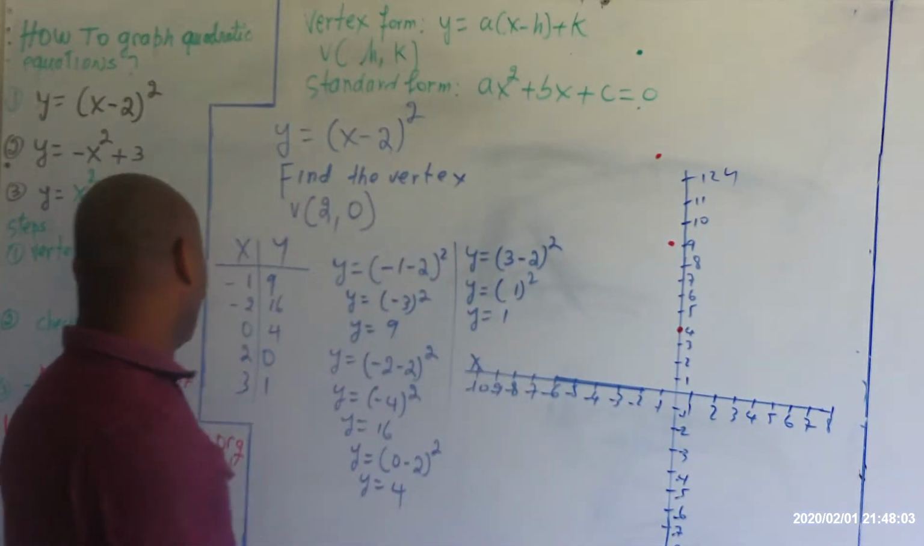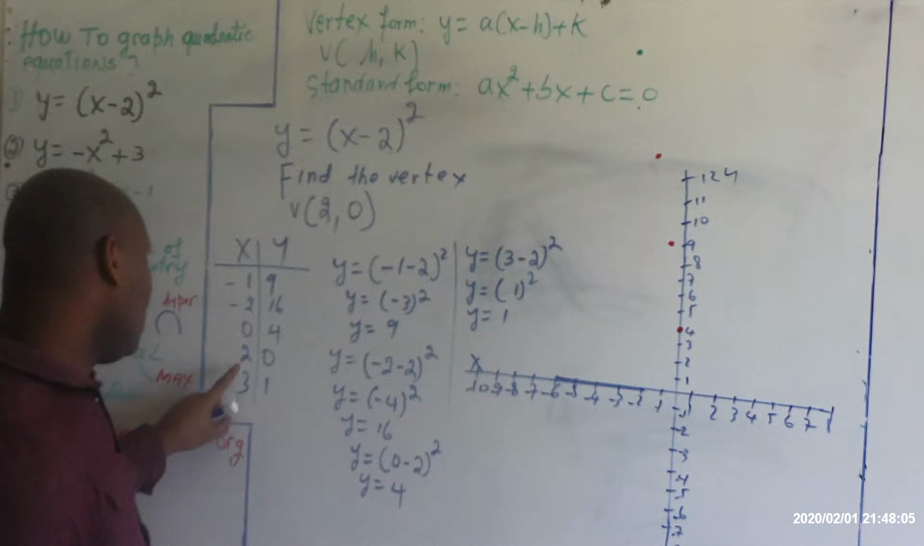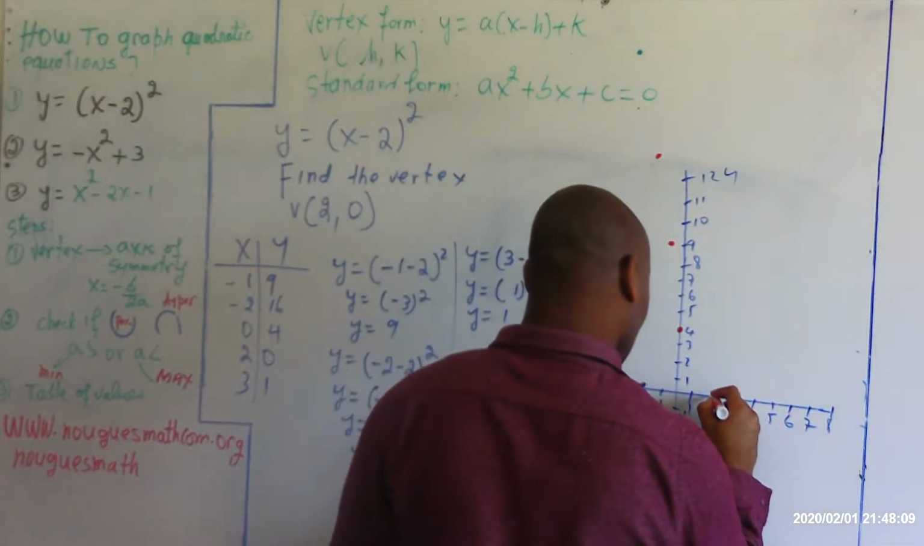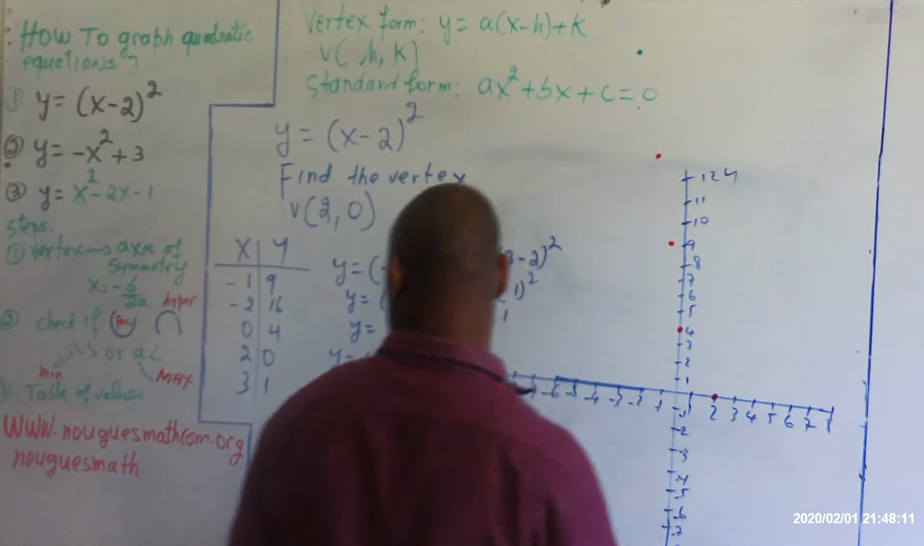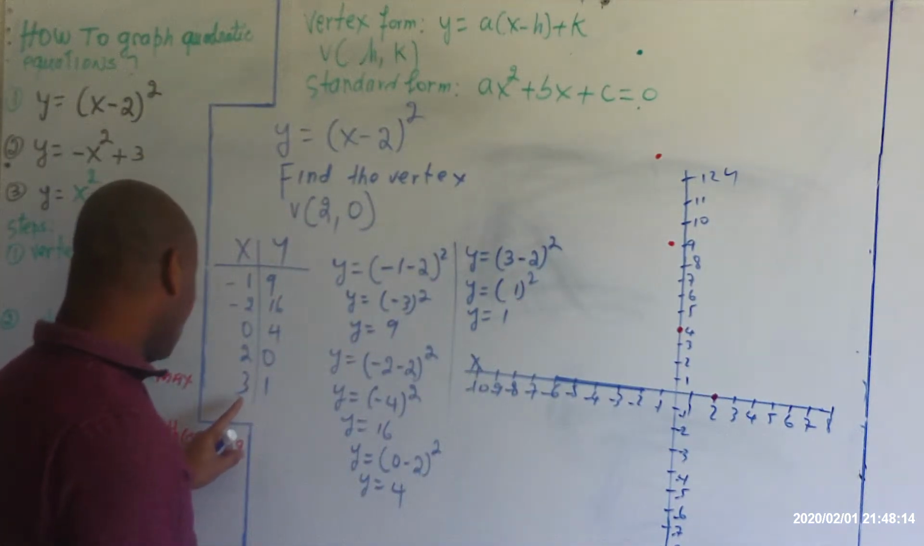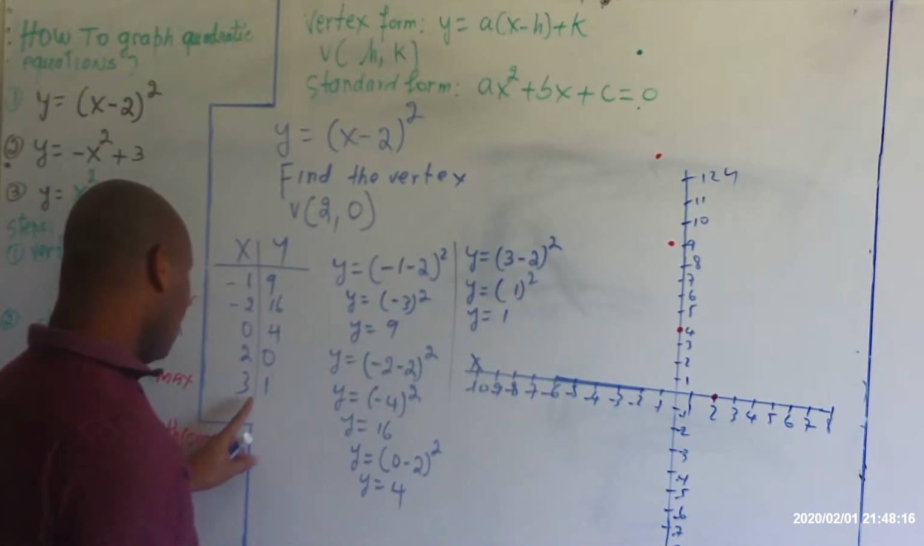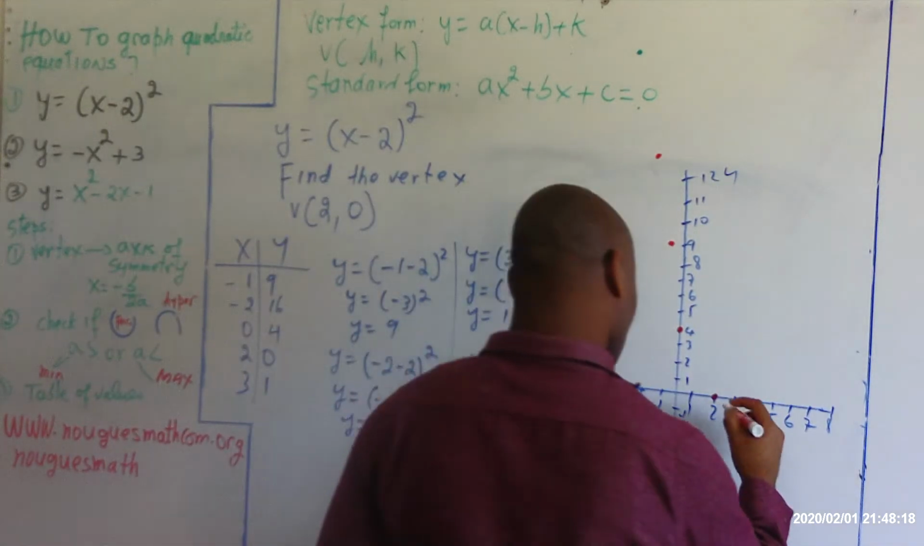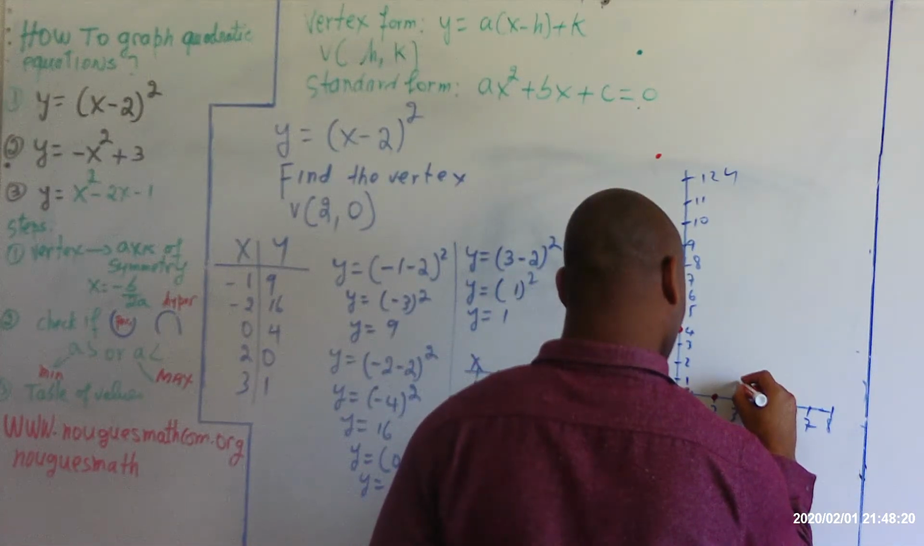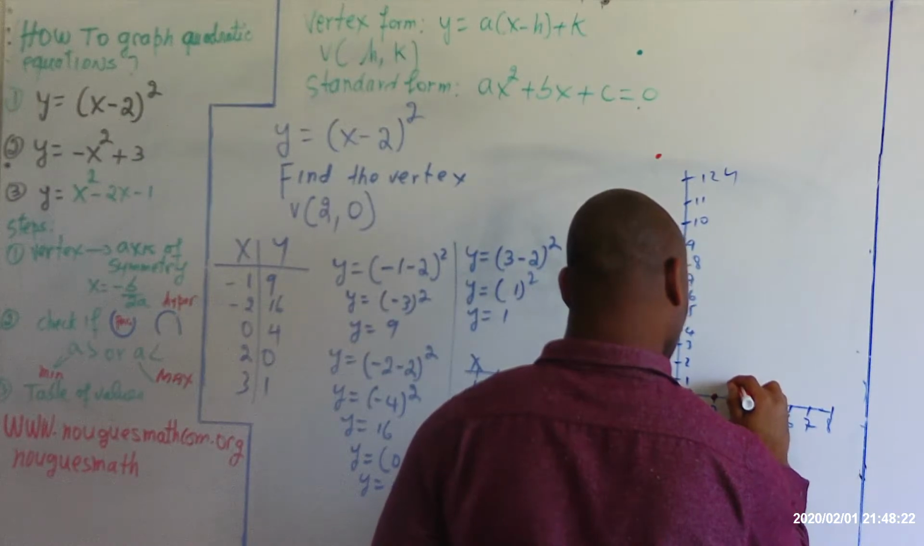Right here. So 2, 0. 0 is Y, 2 is X. Okay, right here. 3, 1. 3 is X, 1 is Y. Okay, 3, 1 right here.